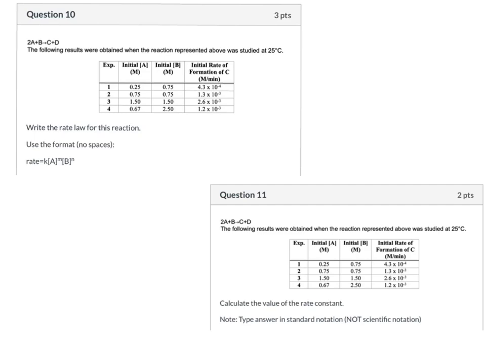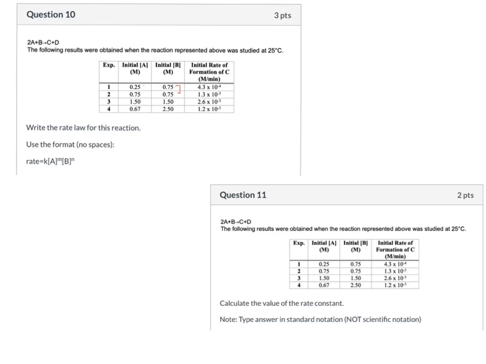Question 10. We have 2A plus B goes to C plus D. The following results were obtained when the reaction represented above was studied at 25 degrees Celsius. So we have all this data here. Write the rate law for this reaction. Okay, so we have to look where things are constant. There's a couple areas, but let's look where B is constant. So B is constant here in trials 1 and 2. So that means we study A.